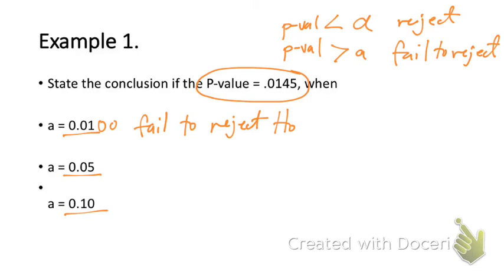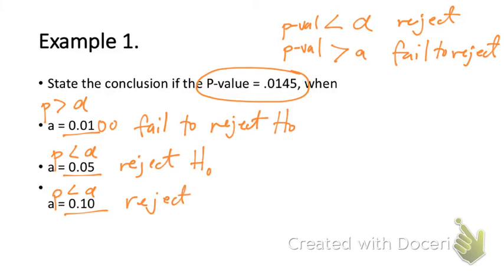Because 0.0145, my p-value, is greater than alpha. At 0.05, my p-value is less than alpha, so I reject. The next one, do you reject? What about the last one? Yeah, I would reject. You're just comparing the numbers. Yesterday we were talking about whether it's far enough away. The p-value is what tells me if it's far enough away to be considered significant. Oh, okay, this makes sense.